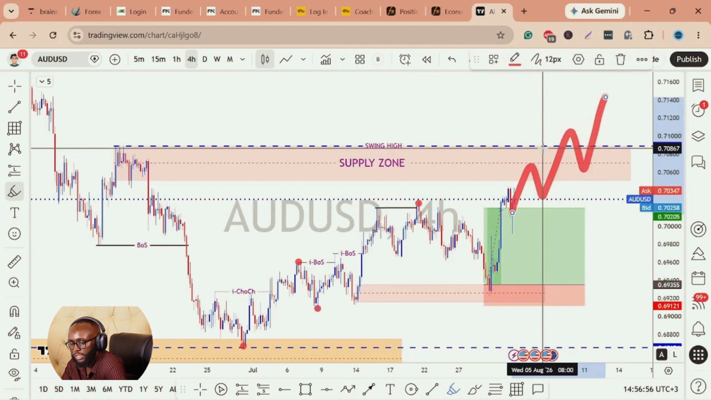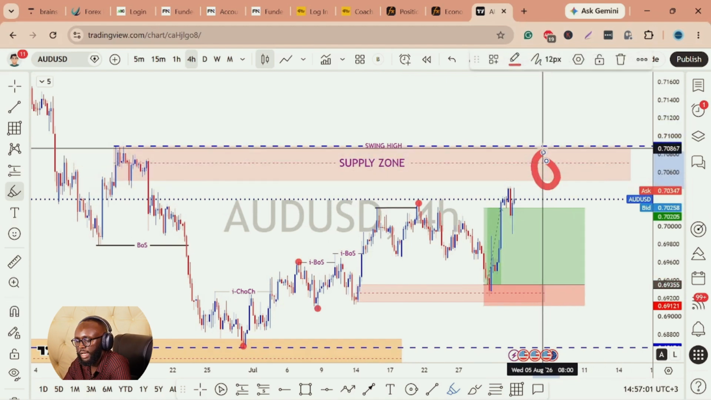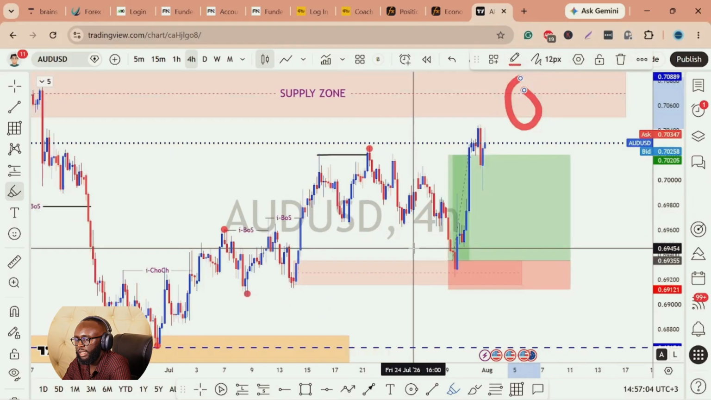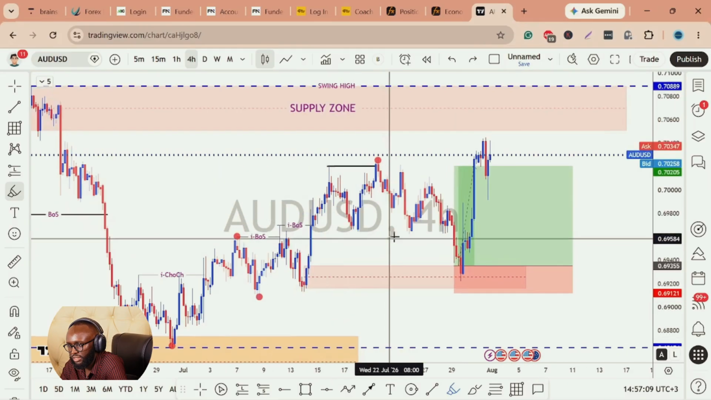So for AUD/USD, you need to stay alert and see how price reacts on this particular level. Then we'll actually determine where we are headed to next. Now, just to recall, this is also a pattern.